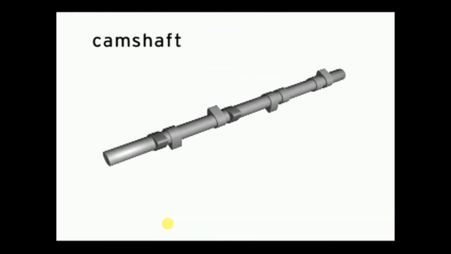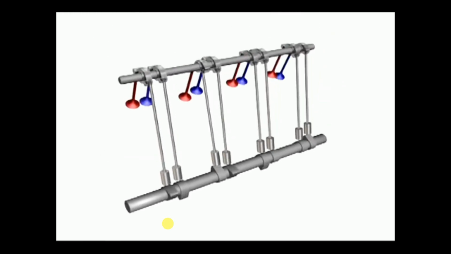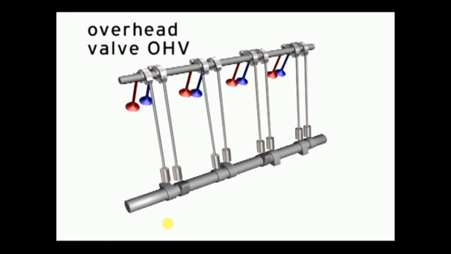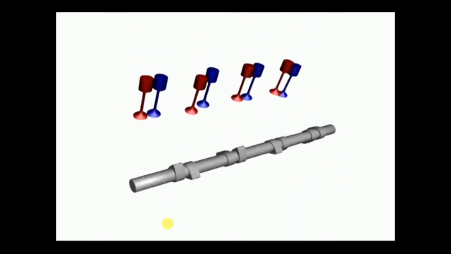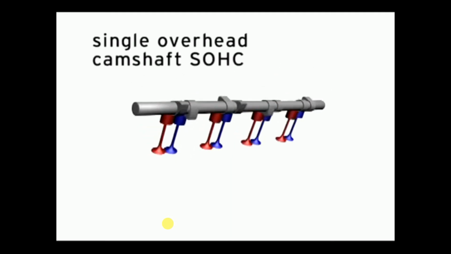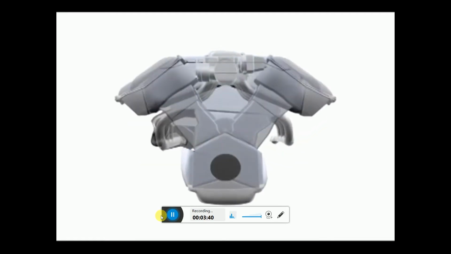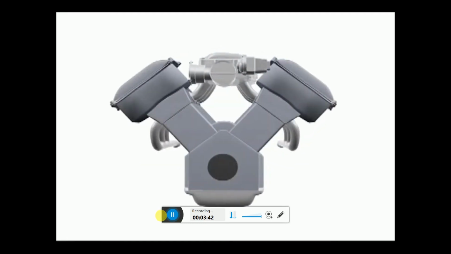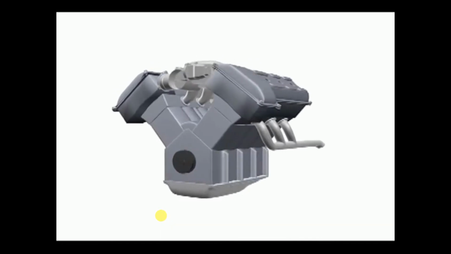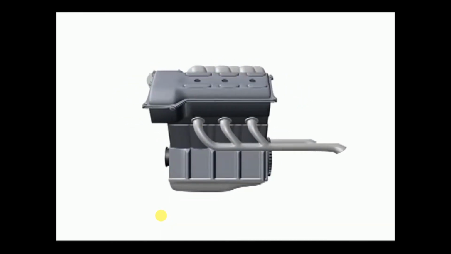The opening and closing of the valves is performed by the camshaft. Some engines use one camshaft with rocker arms and/or push rods actuating all of the valves. If the camshaft is above the valves, it's called a single overhead camshaft or SOHC engine. More than four cylinders typically have the cylinders arranged in a V configuration. All Toyota 6- and 8-cylinder engines are V-type engines.